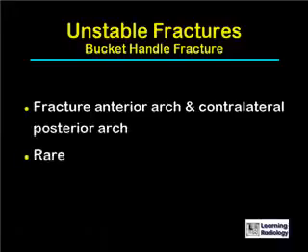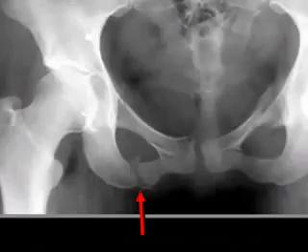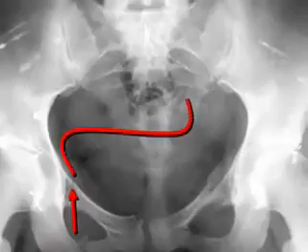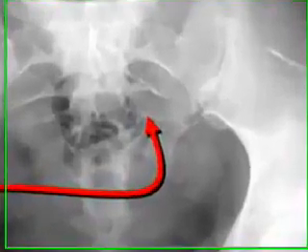A bucket handle fracture is rare. It is a fracture of the anterior arch and the contralateral posterior arch. This is an example in which we see a fracture of the ischium on the right, a fracture of the pubic bone on the right, and we can also see disruption of the sacral lines on the left, which indicate a fracture through the sacrum.